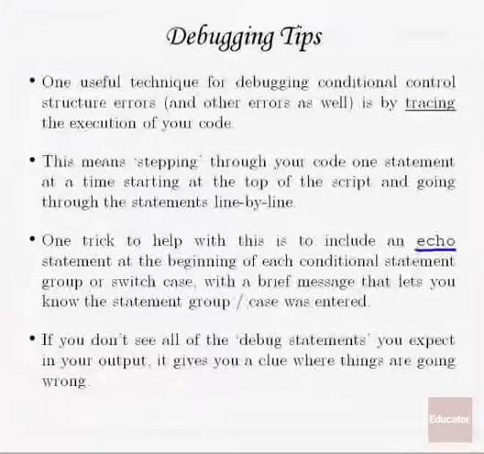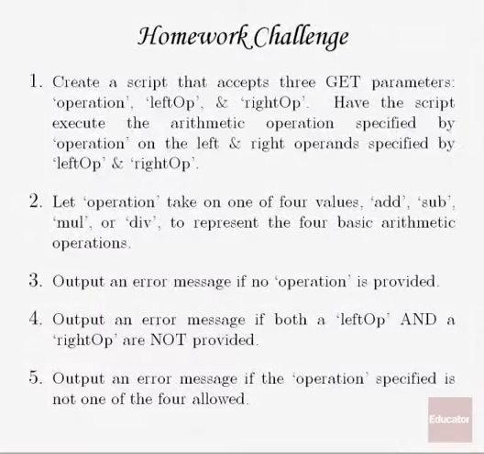So for today's homework challenge, I want to have you do something kind of similar to what we did today with our script that allowed you to select a function and then an argument. And it's going to accept 3 GET parameters, one called operation, one called left op, and one called right op. Basically what these are going to refer to, operation is going to refer to one of the 4 basic arithmetic operations. Left op and right op are going to refer to left and right operands of an arithmetic operation.